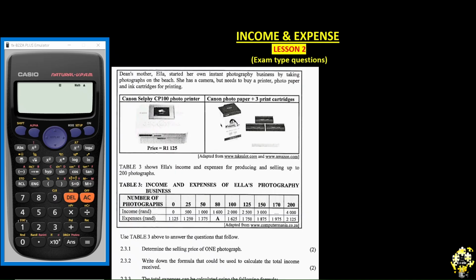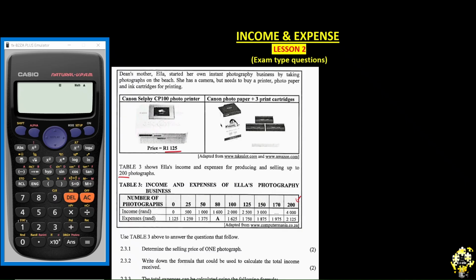Dean's mother, Ella, started her own instant photography business by taking photographs on the beach. She has a camera, but needs to buy a printer, photo paper, and ink cartridges for printing. As you can tell here, you have a price for this particular printer. And table 3 shows Ella's income and expenses for producing and selling up to 200 photographs. Yes, it is indeed up to 200 photographs.